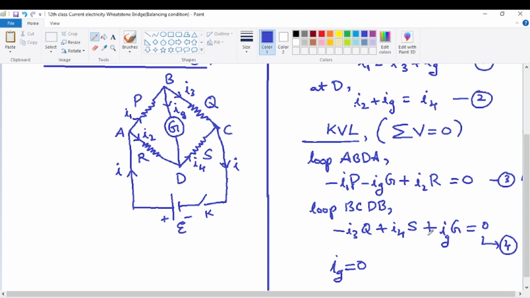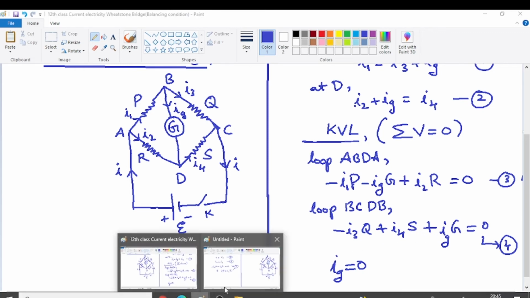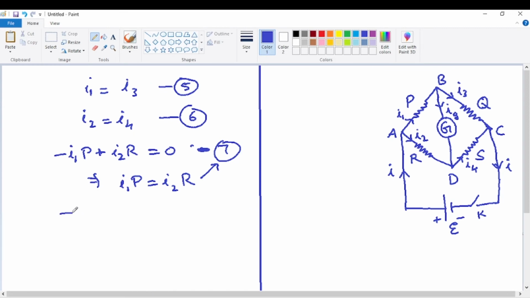Now Ig is 0, what is happening? Minus I3Q plus I4S is equal to 0. So I'll write that, just remember, minus I3Q plus I4S is equal to 0. So this will be the eighth equation.